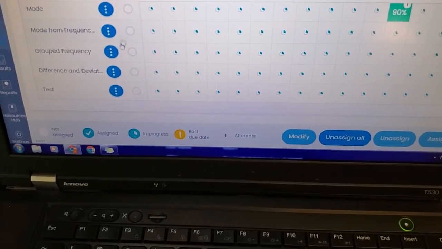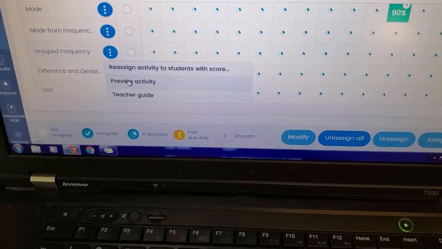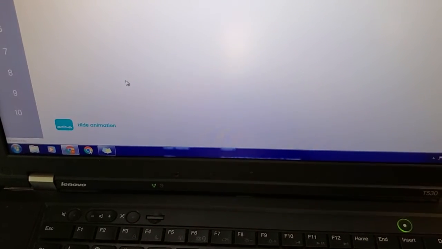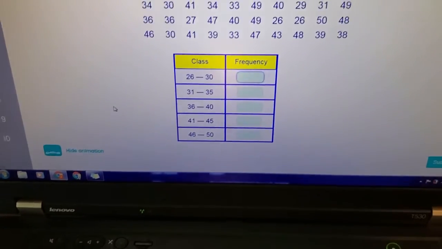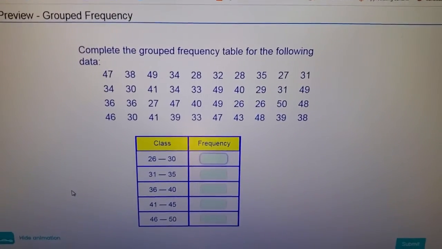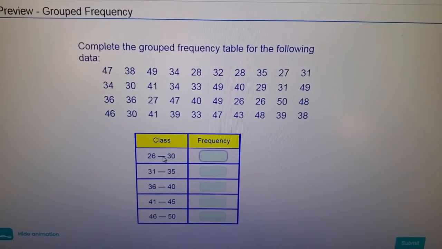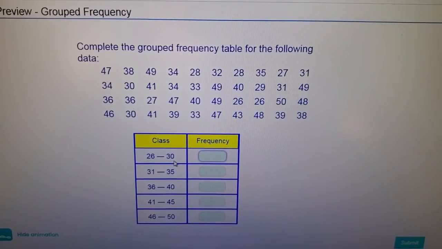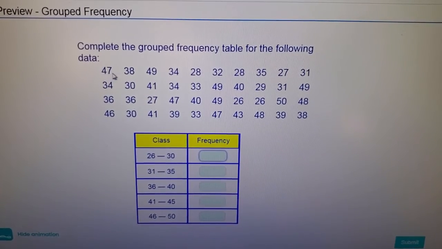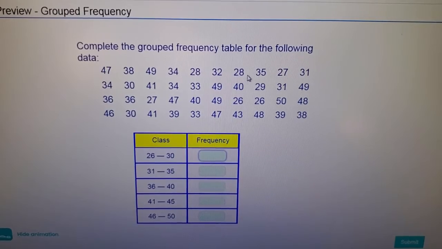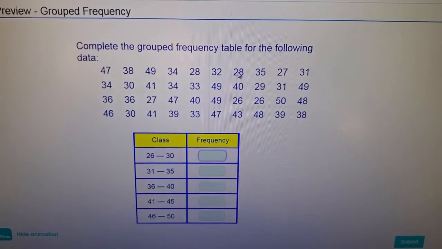There are these questions here that are called group frequency questions. They're actually kind of simple. All you're doing here is there's a range, okay? So any number that's from 26 to 30, so that'd be 26, 27, 28, 29, 30, would go in this group. So you'd go through all these numbers here and find all the ones that are between 26 and 30.